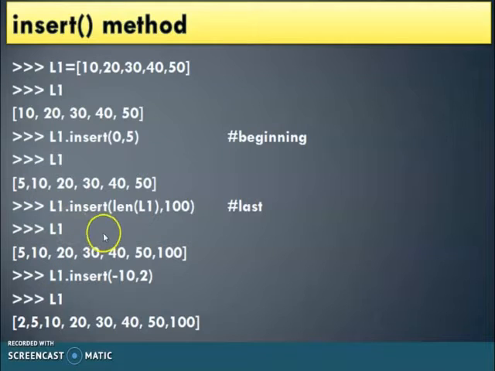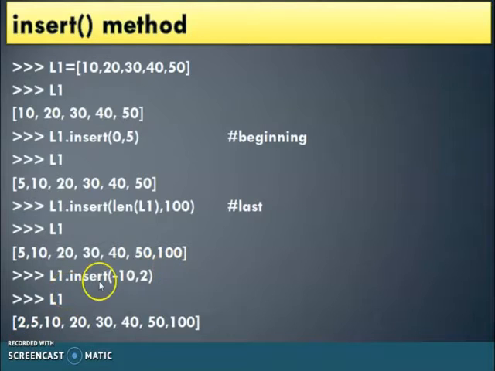Next one: L1 dot insert(len(L1), 100). Here len means length, and len of L1 specifies the position after the last element. So here 1, 2, 3, 4, 5, five elements. Then len of L1 is equal to 5. So the new element will be added at the end of the list. See, at the fifth position, the 100 is added.